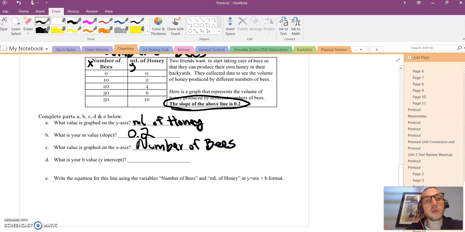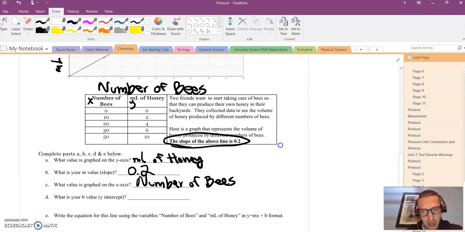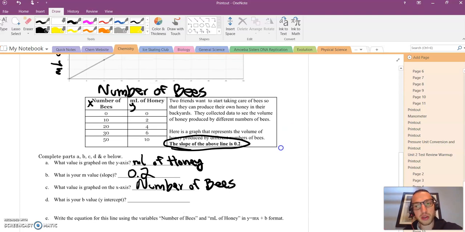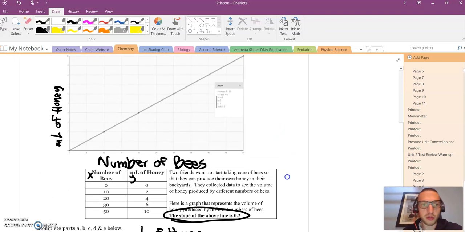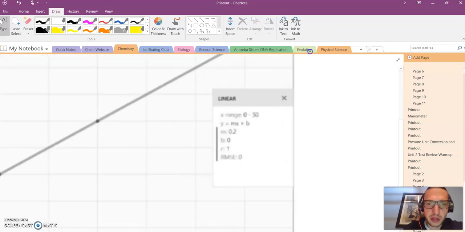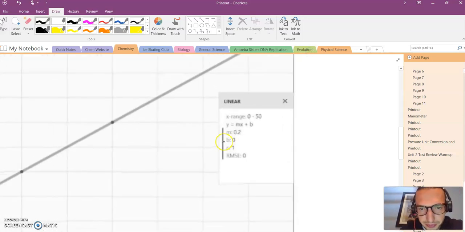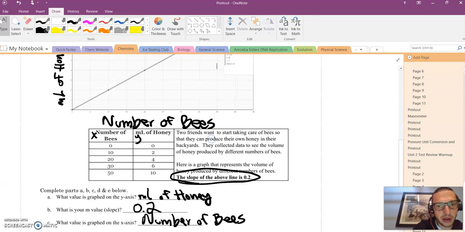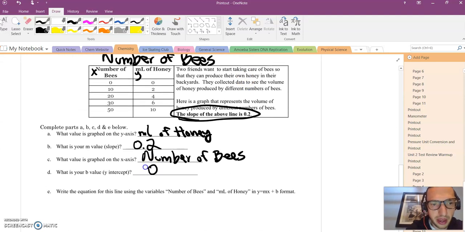Okay, now it says, what is your b value or the y-intercept? In most of the examples that we're going to be doing, the b value is going to be 0, which means that it starts all the way over there at 0, 0. But to double check, you can look right over here. It says b is equal to 0. So you're just going to go ahead and write 0 in for that.